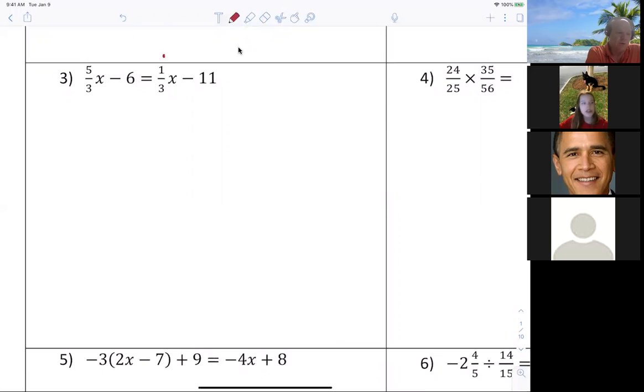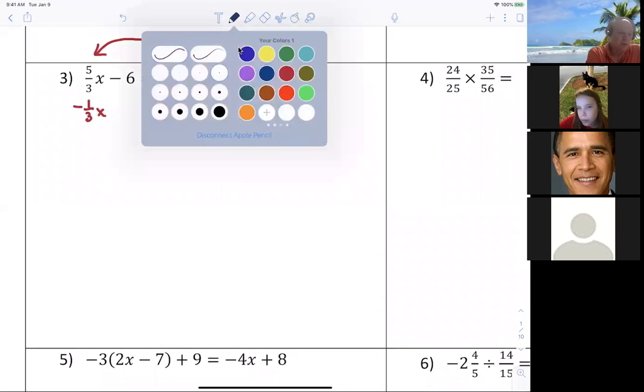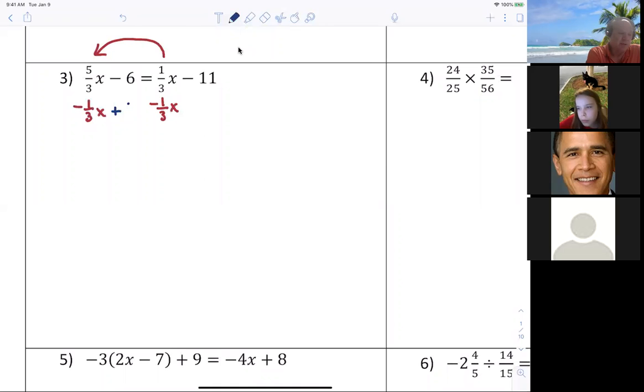This 1/3 x comes on this side. So I have to do what? Subtract 1/3 x. Now I have to add 6. Add 6. Who's got a problem with that?